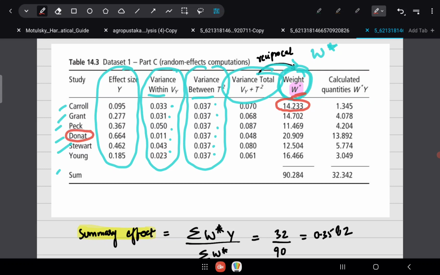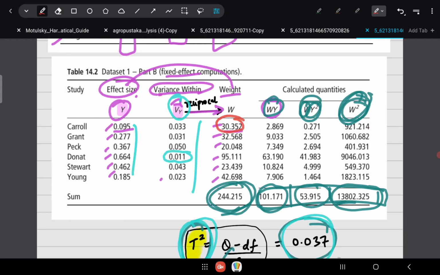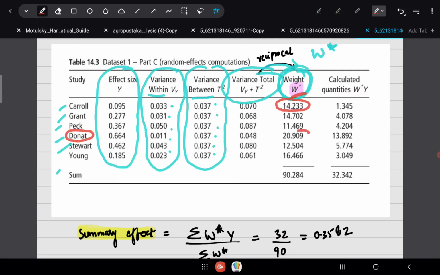Similarly, you will see the largest study, which was the Donat study. The weight of the Donat study was actually 95. It was a very high weight in fixed effect modeling, but in random effect modeling it has decreased to 20. So this is the concept that I already explained in the previous lecture: when we move from fixed effect to random effect modeling, the relative weight of the larger studies will decrease, and the relative weight of the smaller studies will increase. Smaller studies become more important as we move from fixed to random effect modeling, and larger studies become less important. And this happens simply because of this between study variance.